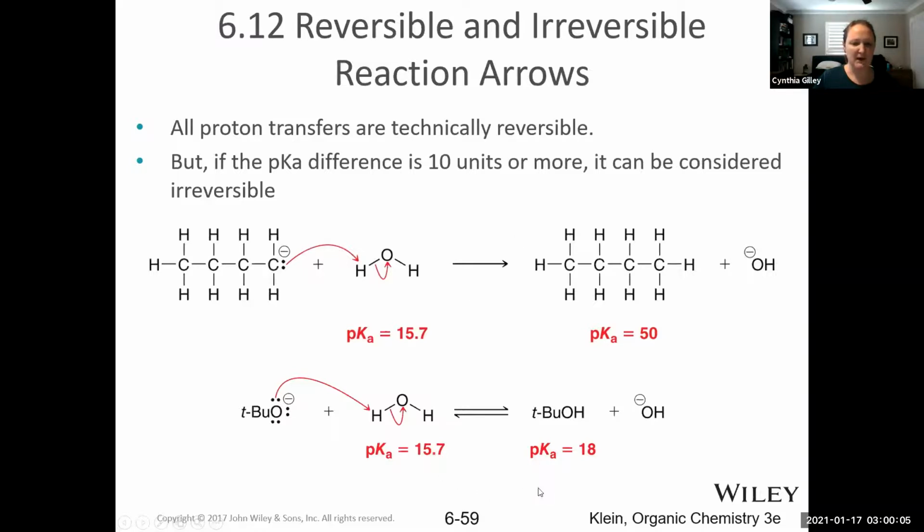But when we have a small pKa difference, in this case only of about 2, this is definitely reversible. While there's 100 times more products than reactants, there are some reactants in solution, so it is considered reversible, and we draw a reversible arrow.